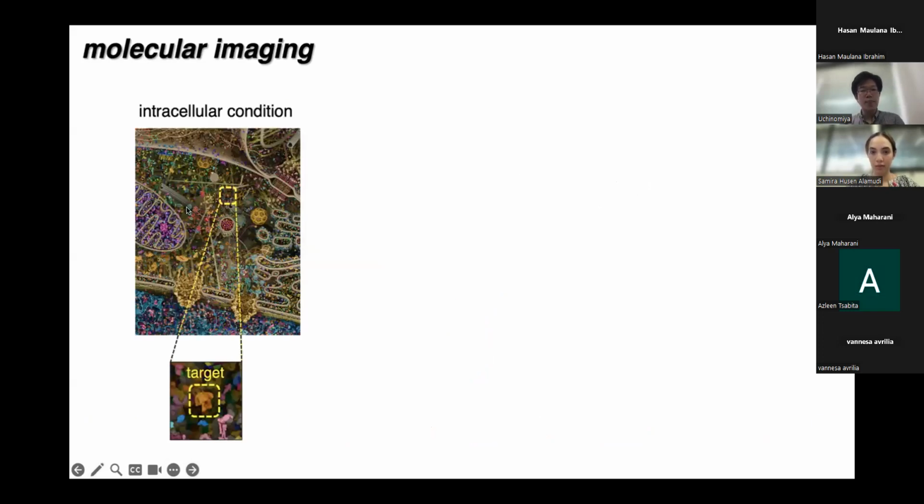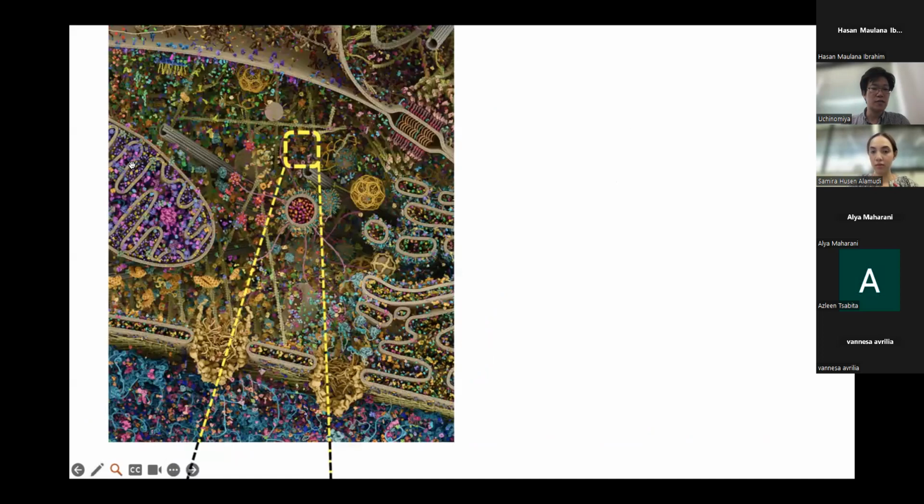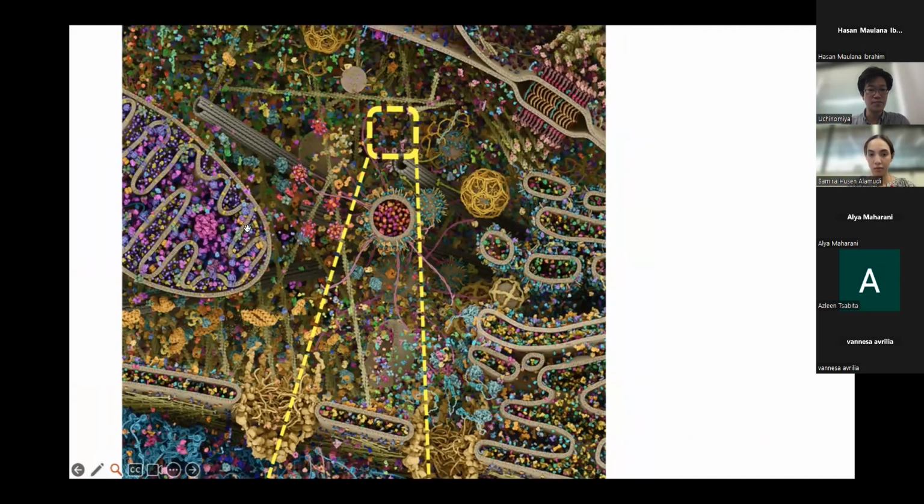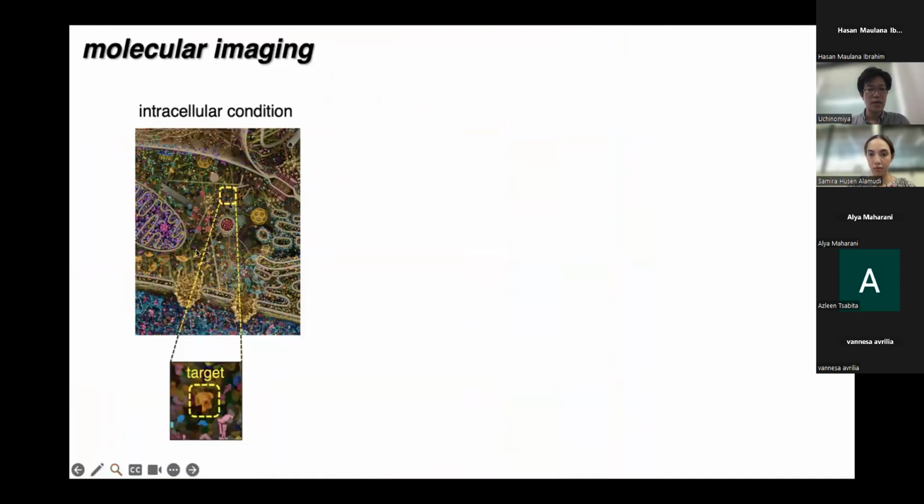Again, we want to selectively detect our target in crude conditions. So this illustration shows the intracellular conditions. As you can see, there are many proteins here. This is a mitochondria, and mitochondria include many kinds of proteins. And again, we want to detect this protein selectively.